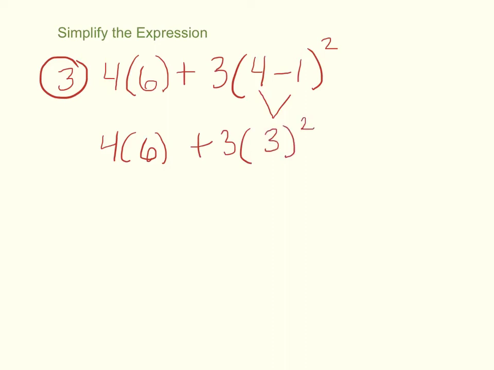Okay, so now we have multiplying, we have adding, we have another multiplying, and we have an exponent. Well, if you go in order, exponent is next, so you need to take 3 to the second.